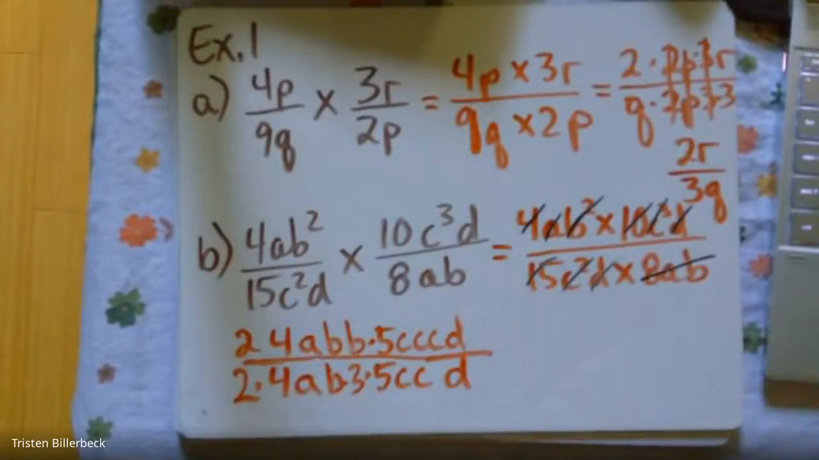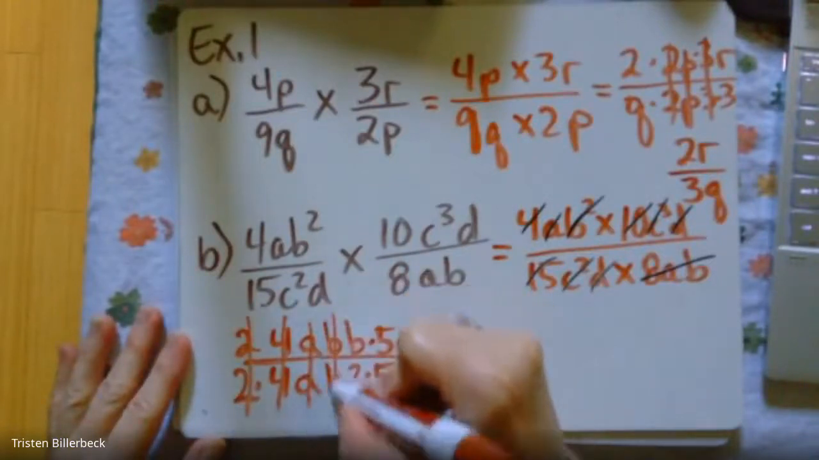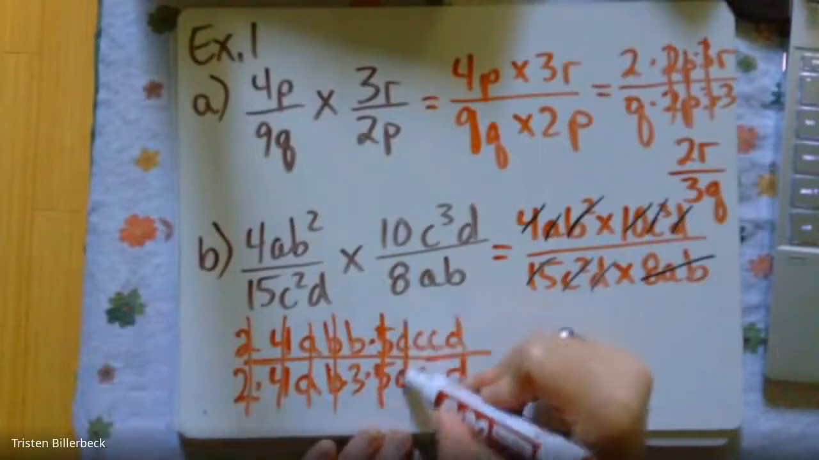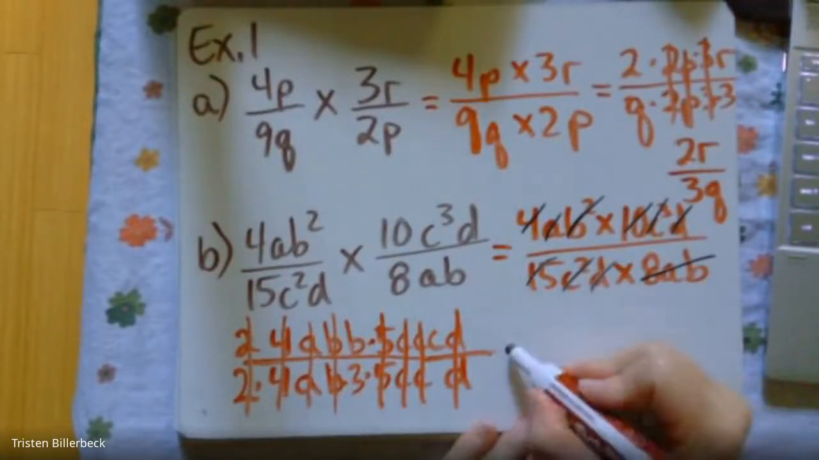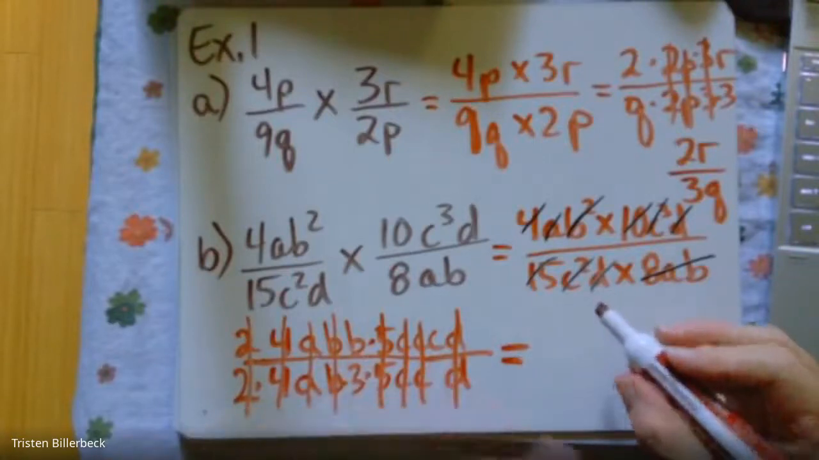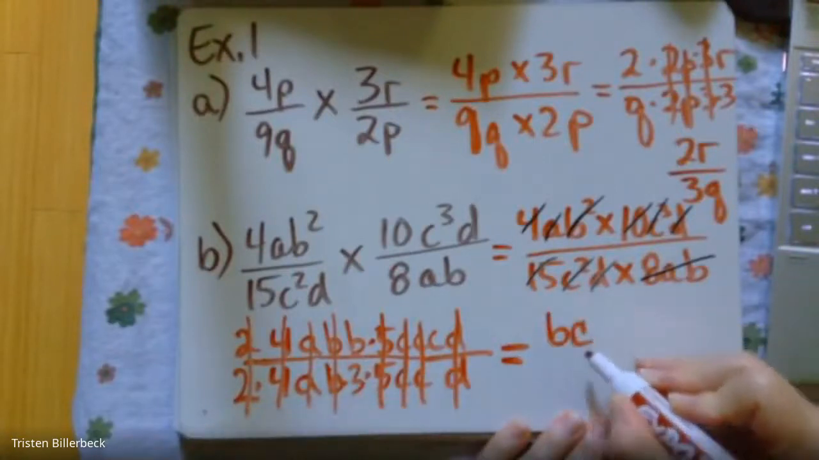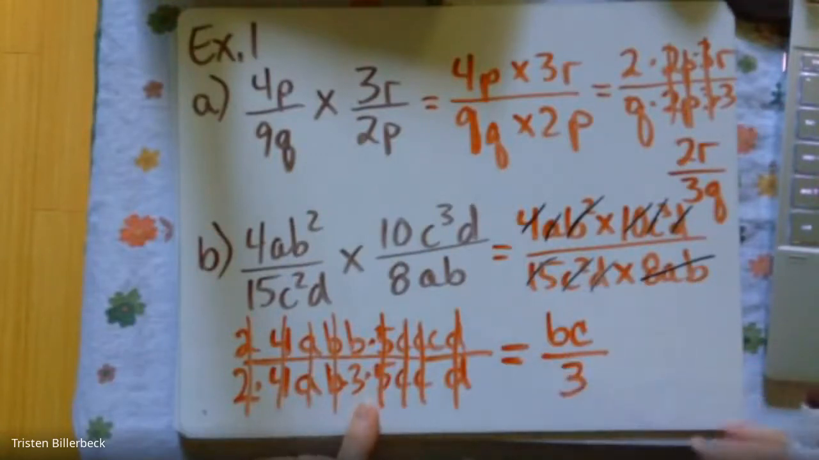So now it's time for cancellation wars. Boom, it's gone. Look at all those cancellations. Boom, boom, boom, and boom. Okay, so we had quite a cancellation war. Now let's see what's left. So I have B times C over 3. And that's the only thing that was left after all that cancellation.